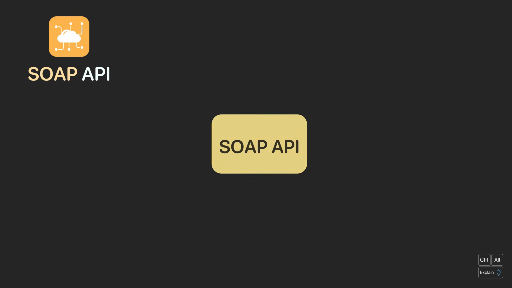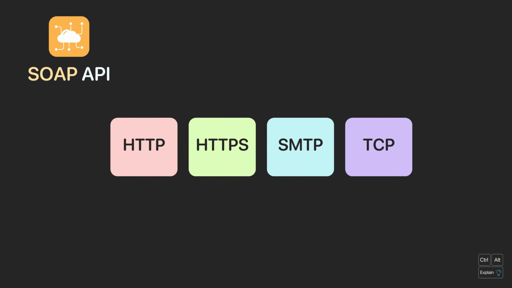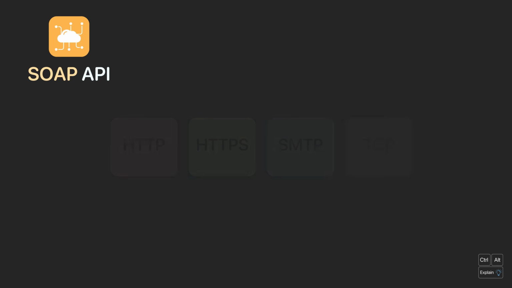One of SOAP's strengths is that it doesn't depend on just one protocol. SOAP can work with HTTP, HTTPS, SMTP, and TCP. This flexibility is part of why SOAP is used in environments where reliability matters more than simplicity.